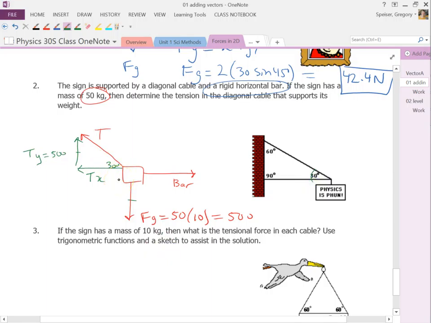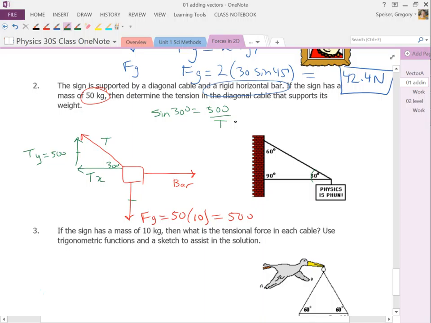So we're supposed to figure out the tension in the diagonal cable. So we can figure out what that tension is. It's the hypotenuse, isn't it? So I can say that here's the opposite side. There's the hypotenuse. So we'll say that the sine of 30 degrees is equal to the opposite over the hypotenuse.